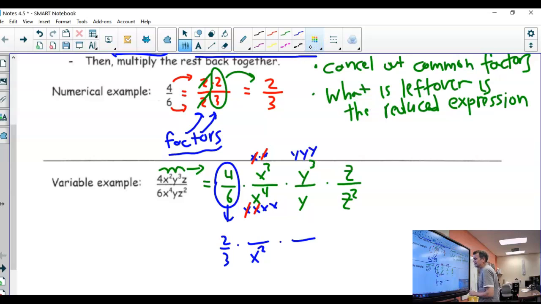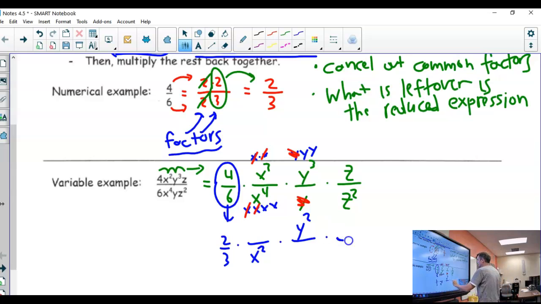So when I start canceling out the y's, the common factors, I can cancel out one of them, but then I run out on the bottom because I only had 1 on the bottom, and when I canceled it out, I ran out. And I've still got 2 of them on top. So that's what's left over.